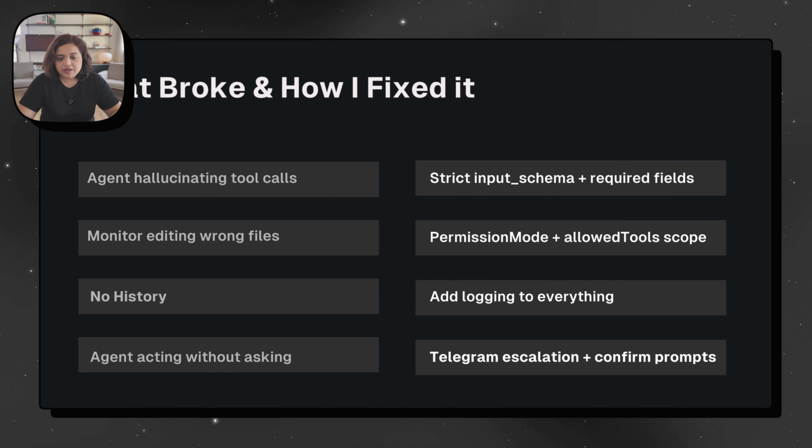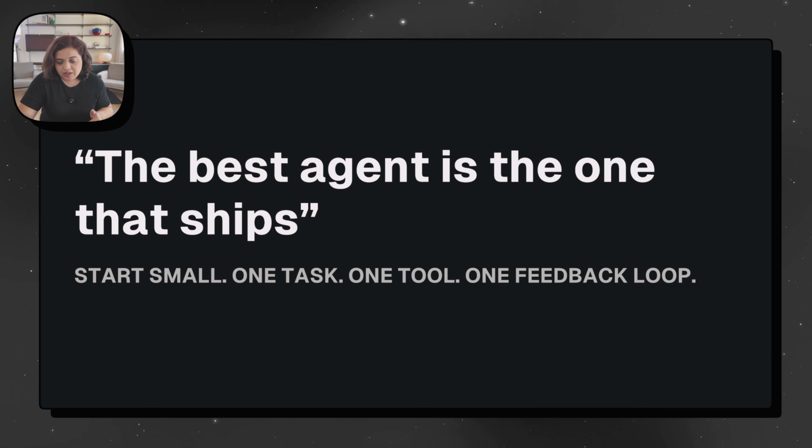So this is just a quick summary of what broke and how I fixed it, and you can then assess how you want to build these agents. The best agent is the one that ships, so you want to start small. I did not just come up with this entire architecture from day one. This has been months in the making, and I wanted to show you in this video how I went about doing it and what tools I use. So start small, go with one task, one tool, one feedback loop, and then iterate, move on, and do better.